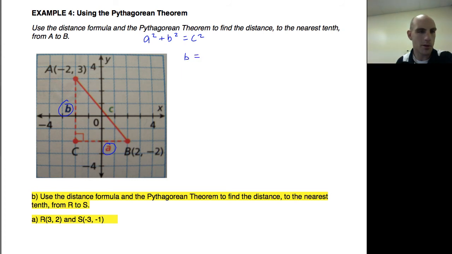So let's see here a second. B equals what? Well, what I'm going to do first is I'm going to count. 1, 2, 3, 4, 5. So the length of B is 5. And I'm going to put count boxes. And the length of A, I'll count boxes again, labeling again in a yellowish color. 1, 2, 3, 4. The length of A is 4.